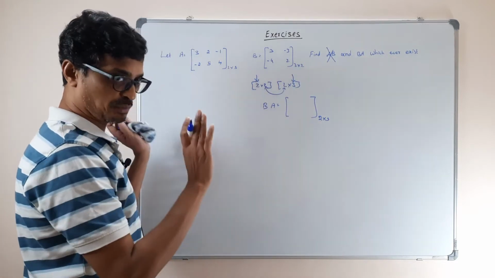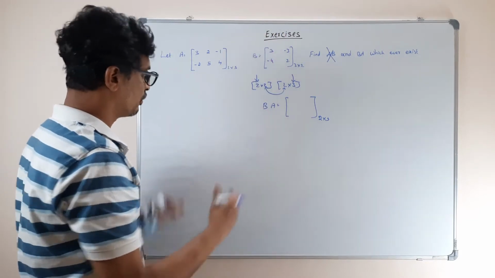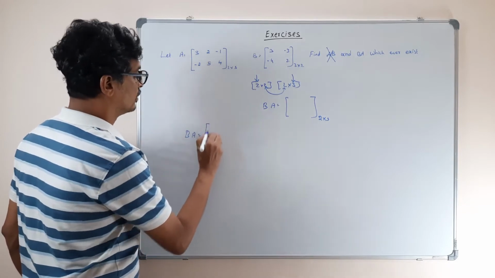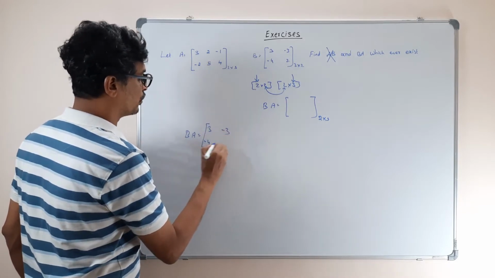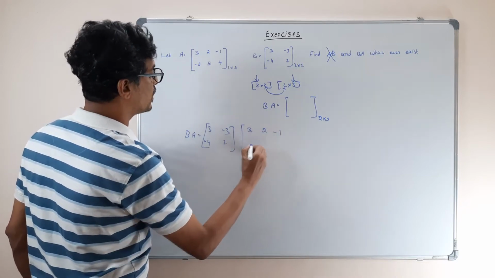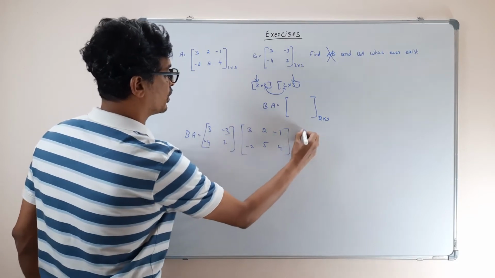Okay, I am not going to do this problem because anyway you know how to do the multiplication. Or do you want me to do it? Okay, let me do it out. BA, it is simple, right? BA is 3, minus 3, minus 4, 2. And A is 3, 2, minus 1, minus 2, 5, 4. So tell me what it will be.